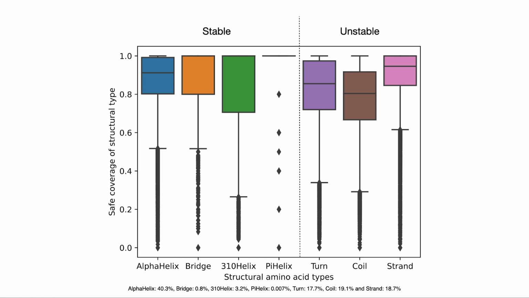So we have run some experiments on the SwissProt database, and those are all the structural amino acid types that we assigned to the amino acids in this database. And you can see here in this graph the safety coverage of each of the structure types. By safety coverage, I mean the proportion of safe amino acids with respect to all the other amino acids. And we can see here what we called stable structure types and unstable structure types. For the stable ones, we have a higher safety coverage than for the unstable ones. And at the bottom here, we have the amounts of each structure type. So we see here that even if bridges only take part in 0.8% of all amino acids, it's still captured quite well.